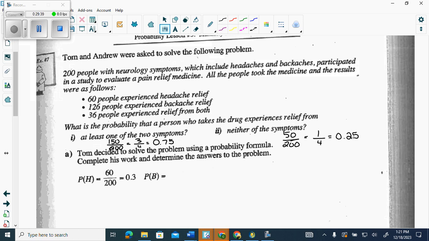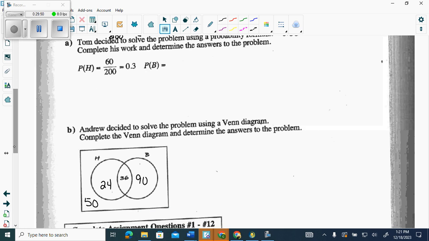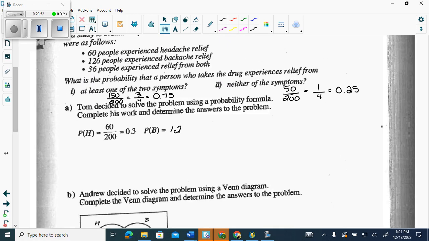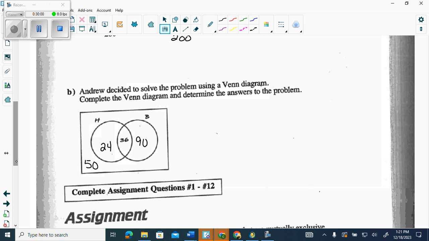Tom decided to solve the problem using a probability formula. Complete his work below. So probability of H was 60 out of 200. And then probability of B would be, oh my gosh, B would be what? 126 out of 100? Or 200, sorry. Guys, what if I asked you for the probability of headache relief only? What would it be? Headache relief only. 24 out of 200. Backache relief only. 90 out of 200. Nothing crazy, right?